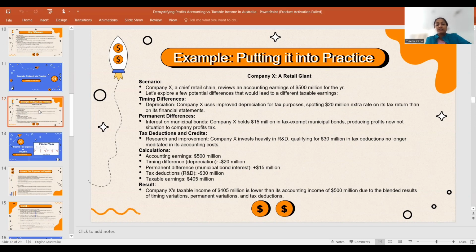Calculation. Accounting earning is $500 million. Timing difference is minus $20 million. Permanent difference is $15 million. Tax deduction is $30 million. Total earning is $405 million. From the above given data, company's taxable income is $405 million, which is lower than its accounting income of $500 million due to the blended result of timing variation, permanent variation, and tax deduction.